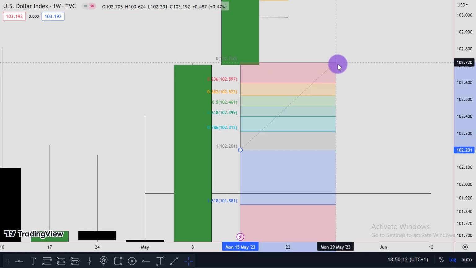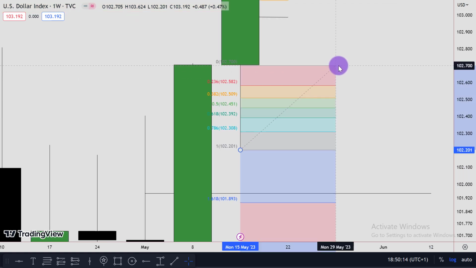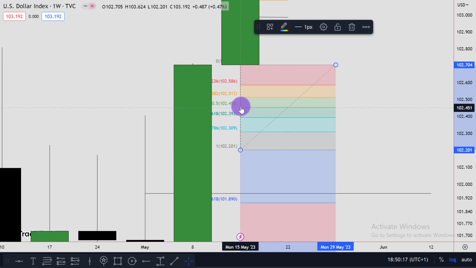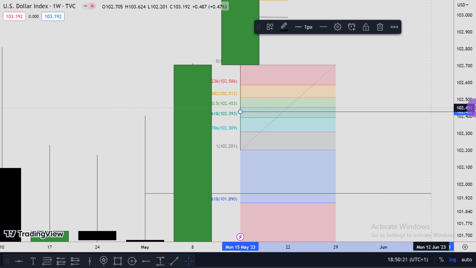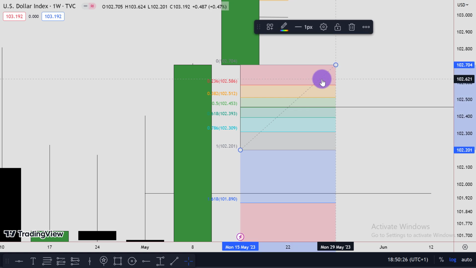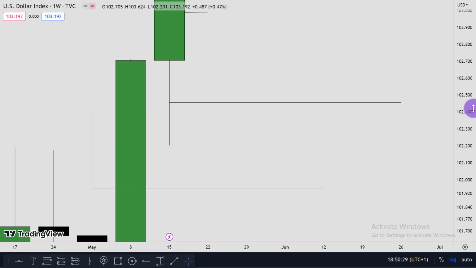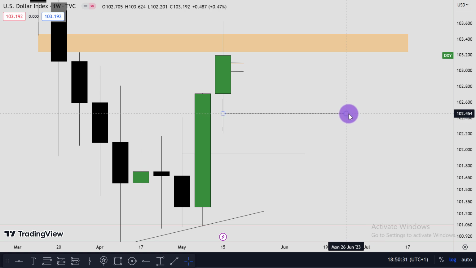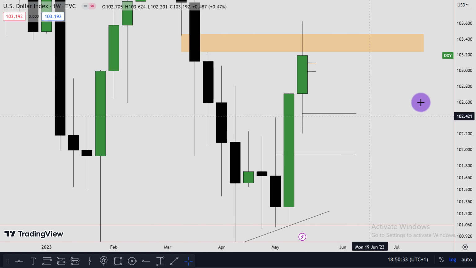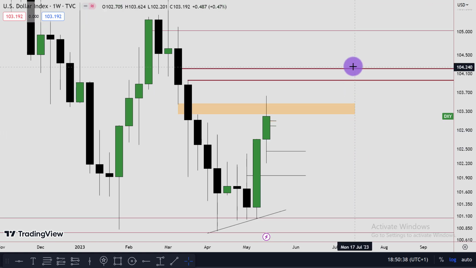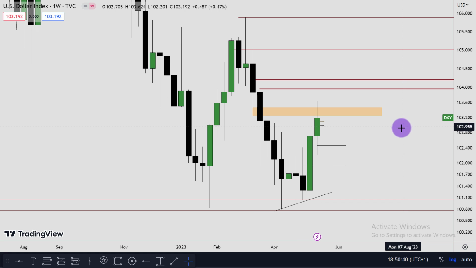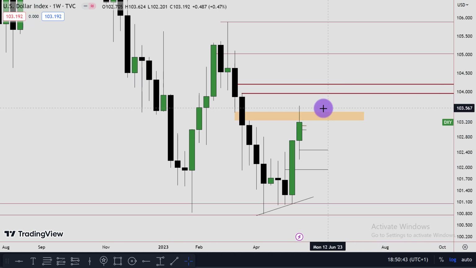So let's do. Where is 50%? This is 50%. Just pick this and bring it to 50%. So this is our impaired fair value gap. It's a type of imbalance. Okay, so if the market opens, the dollar may want to trade into this level before it pushes up higher, or the dollar may just want to trade into this fair value gap right here.